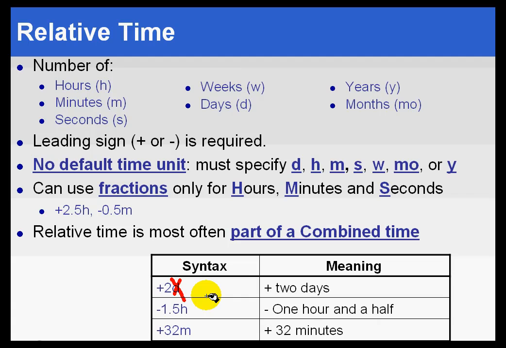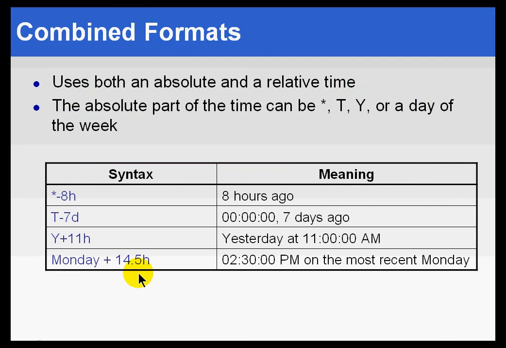So they'll just put a +2 or -2 or something like that, assuming that it's going to default to days, but in fact it does not. Okay. You can use fractions, that's no problem. And we most often see this as part of a combined time. So by combined time, what I mean is combined with the absolute times.